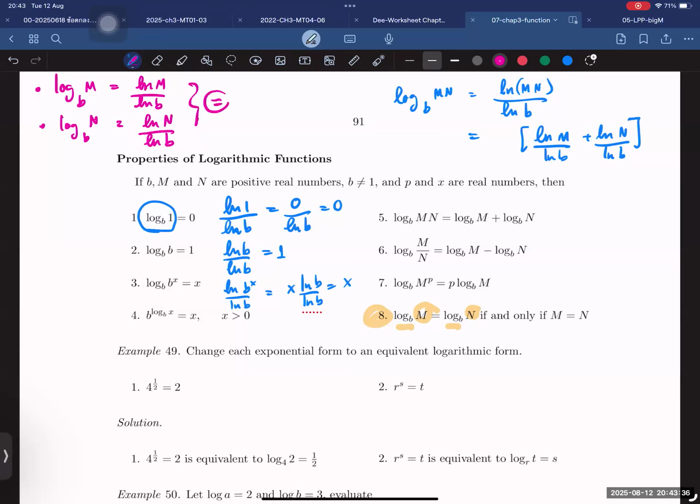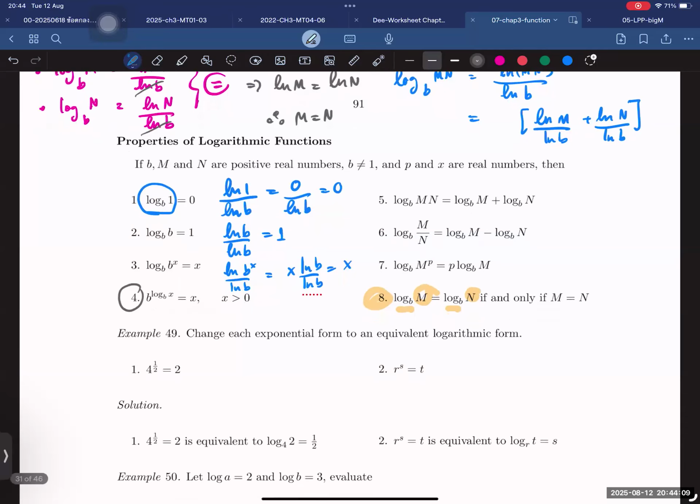And these two are the same. So it means that we can cancel this and that, right? Because they are the same. It's implied that log of m must be equal to log of n. So m must be the same as n. That's number 8. So basically, these are quite basic, except number 4 that we have to maybe memorize more.